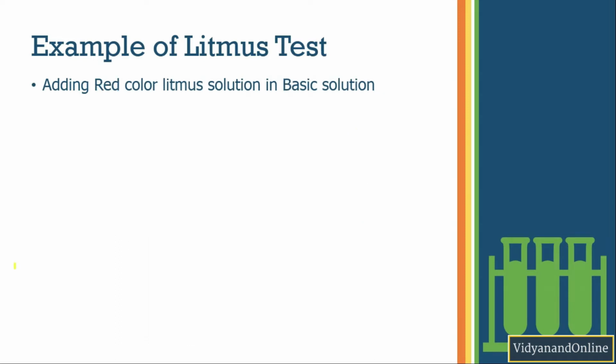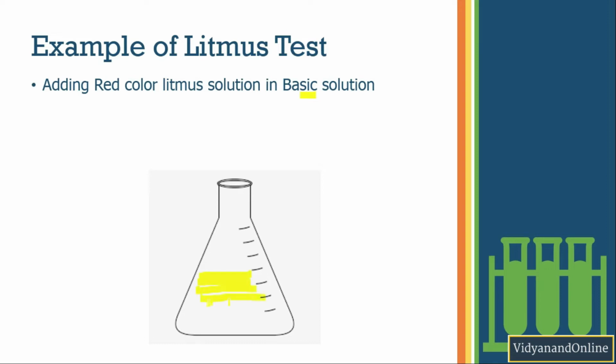Okay, now let us see what will happen if we add red color litmus solution in the basic solution. So you have a beaker here which consists of a basic solution. So here is the basic solution in this beaker. Now in order to test whether this is confirmed a basic solution, what we are going to do is, we are going to add a red color litmus solution.